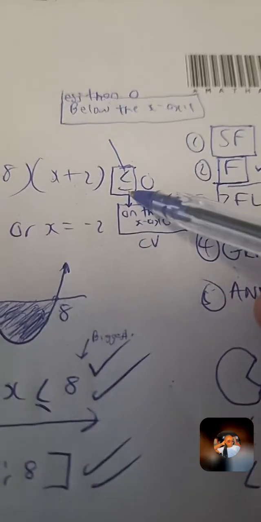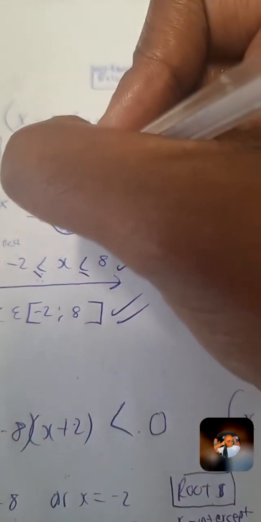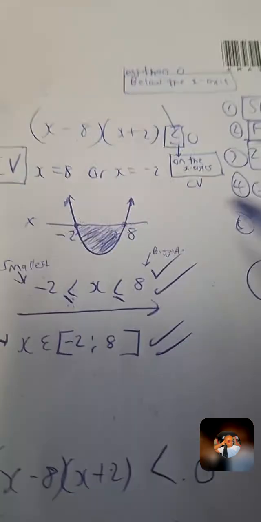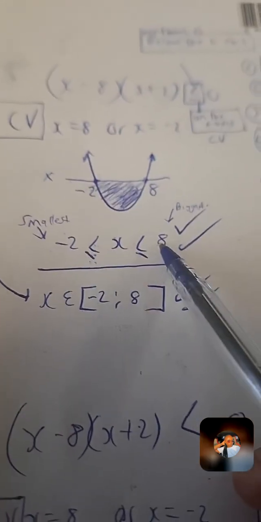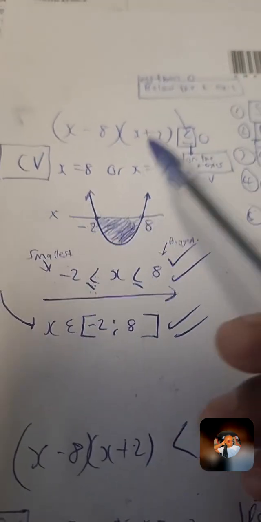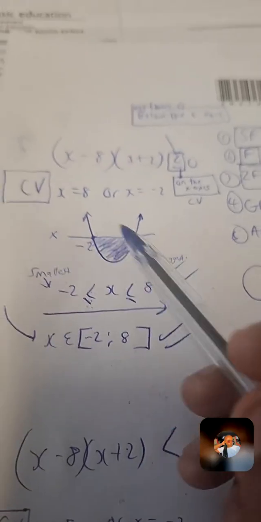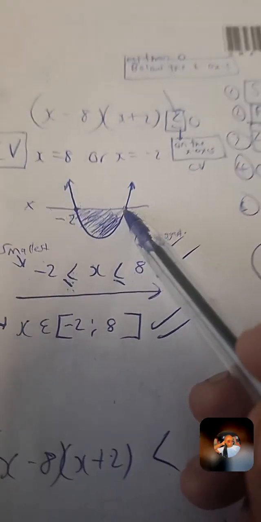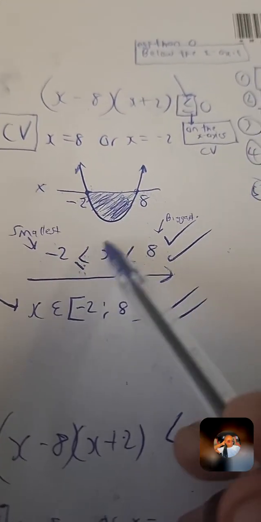Then if I look at the equal sign, it means on the x-axis. Where are we on the x-axis? We are on the x-axis exactly where my critical values are. -2 and 8 indicate equal on the x-axis. So when I write my answer, I say my answer for below the x-axis lies between -2 and 8.